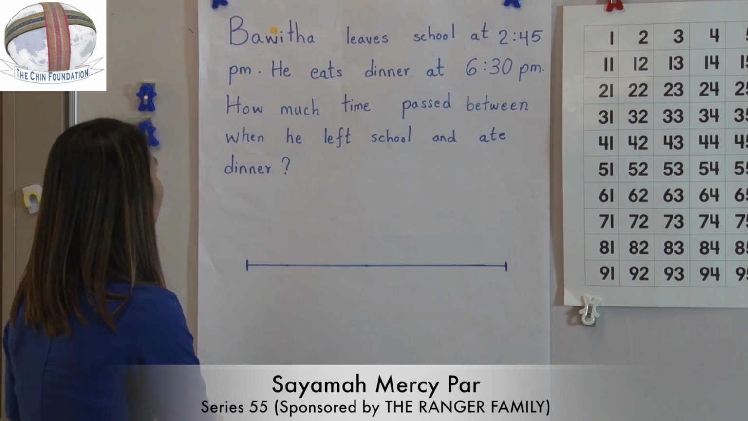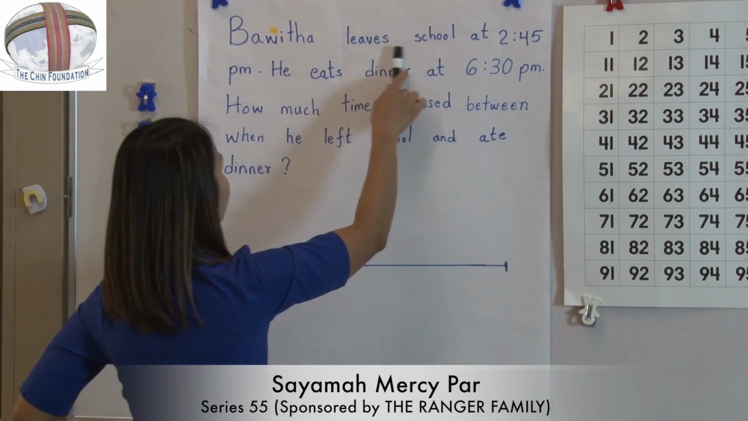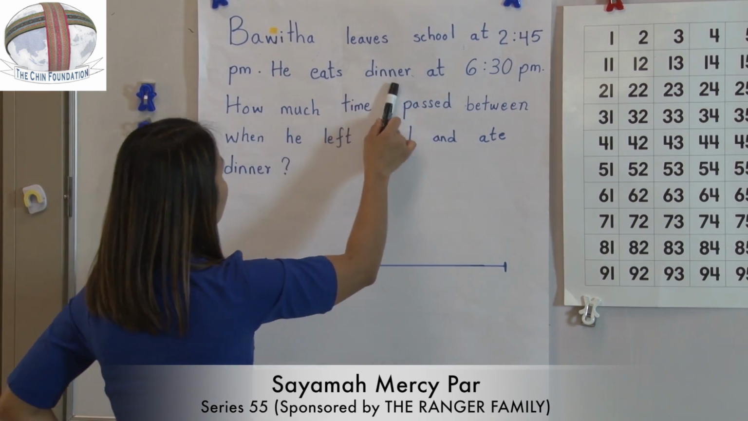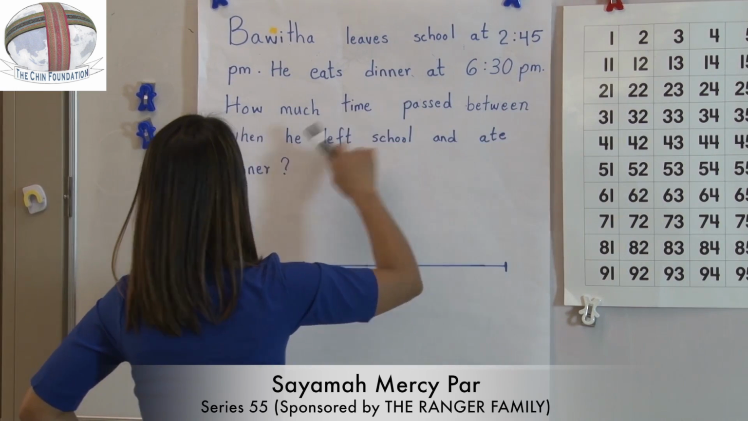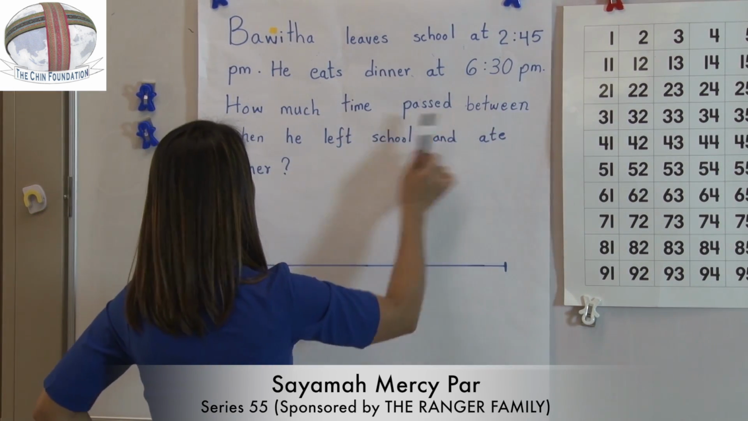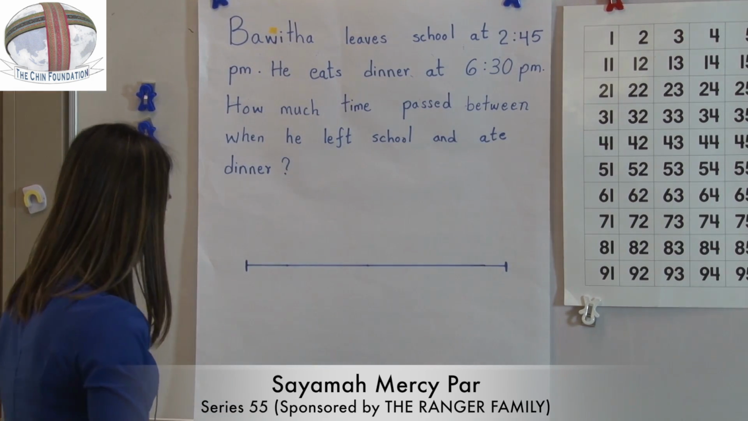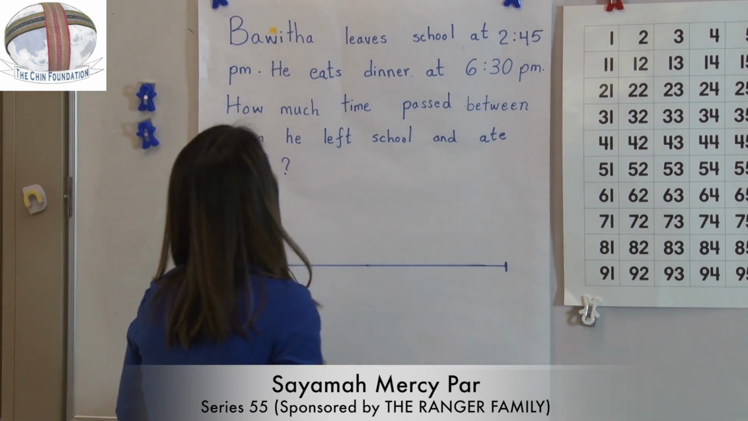This is a story problem again. Boy Ta leaves school at 2:45 p.m. He eats dinner at 6:30 p.m. How much time passed between when he left school and ate dinner? So I will box in some important things.